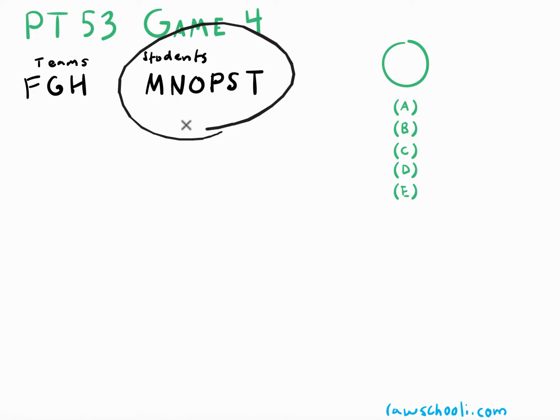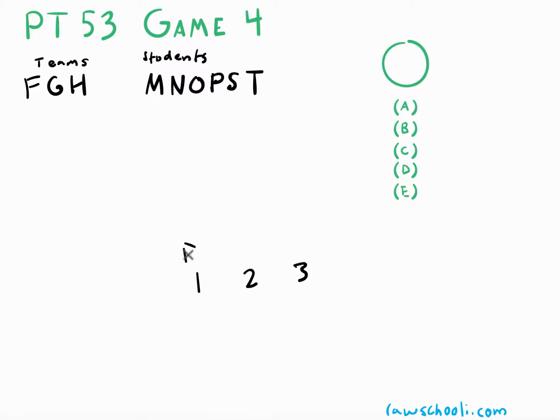M, N, O, P, S, T. So if you're trying to formulate how to do this, there's these three places, and I think that has a definite sense of order. So we've got an ordering component clearly here, but then it gets more complicated because once you order, say you were to do FGH or something, then you have these two students that have to go on each team.